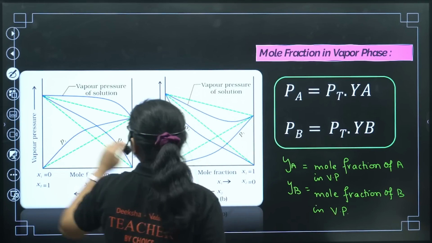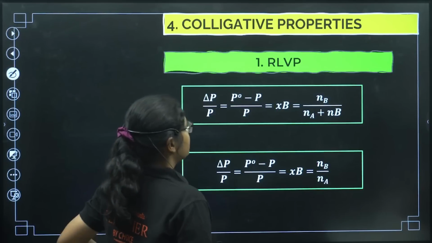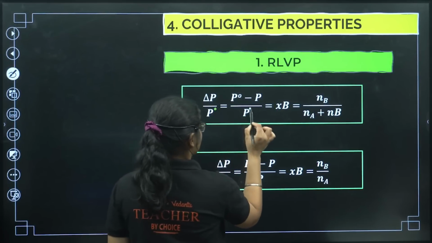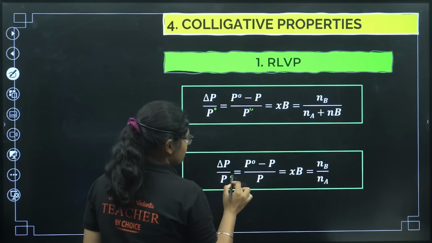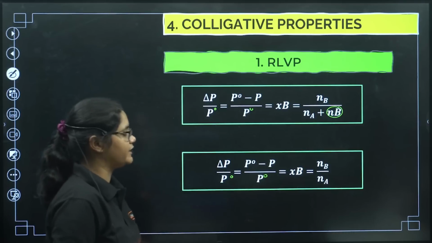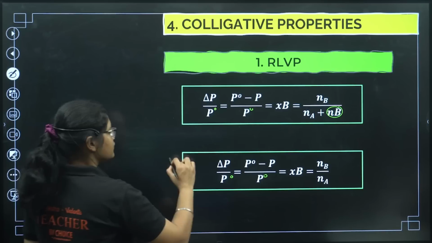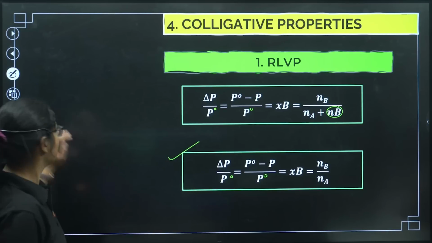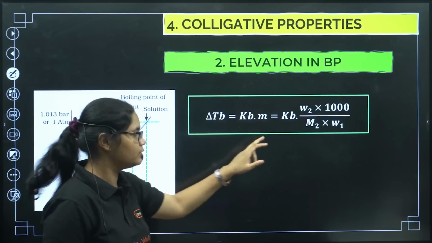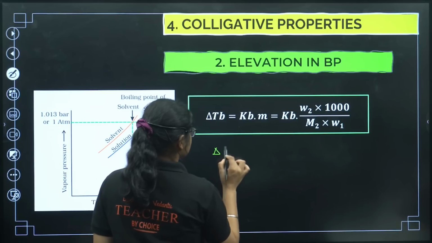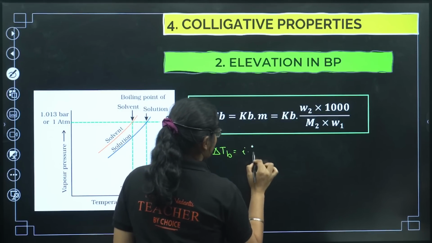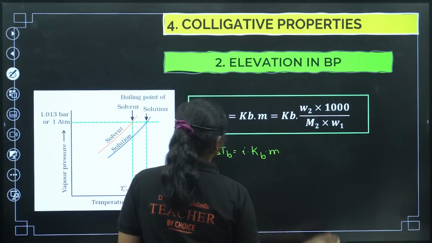clear? Now we have next, colligative properties. So we have delta P by P naught, which is equal to XB, right? And for dilute solutions we can ignore this, and we will get NB by NA. So for most of the numericals you have to use this formula. Next I have elevation in boiling point, delta TB is equal to KB into M, and if there is an i factor, if it is an ionic solid, then we will have i into KB into M.